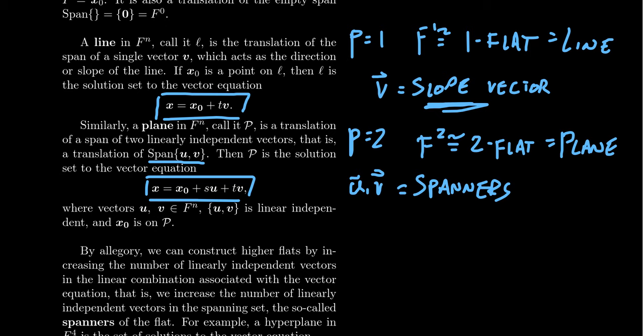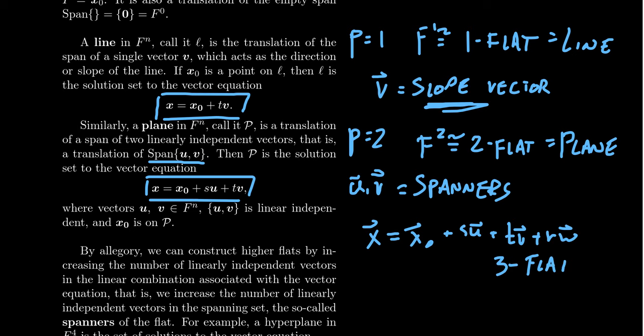And then if we want to go to a three-flat, we would do the same thing. We have to know a specific vector on the three-flat, and we have to have three independent spanners. And so if we take arbitrary linear combinations of the three spanners plus a specific vector on there, we then get a three-flat. A three-flat is determined by the vector equation x equals x naught plus s u plus t v plus, I need some more letters here, we're going to do r w. And this would give us a three-flat in our ambient space. To do a four-flat, we would take four independent spanners plus a specific vector on the flat, and that would give us an equation here.